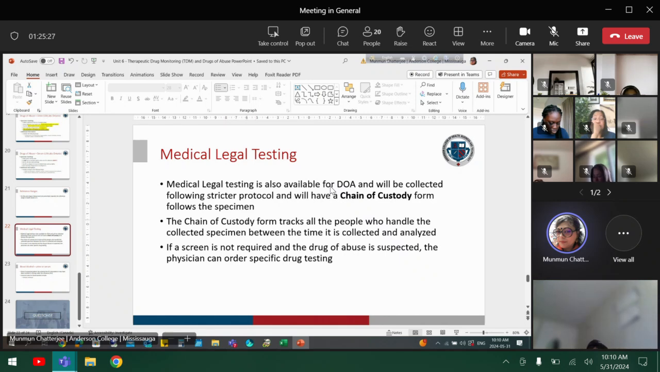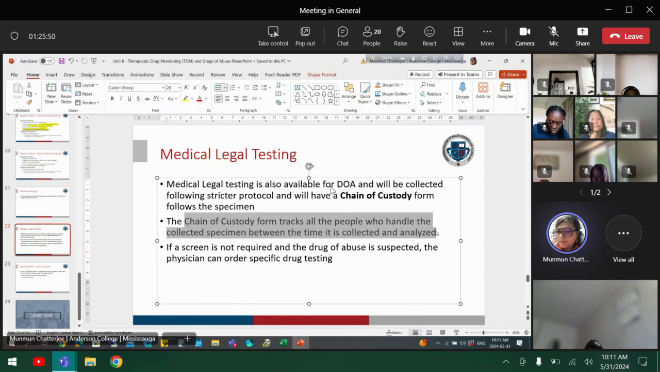medical legal testing is also available for DOA and will be collected following strict protocol, and a chain of custody form follows the specimen. What is the chain of custody form? It tracks all the people who handle and collect the specimen between the time it is collected and analyzed. This is chain of custody.